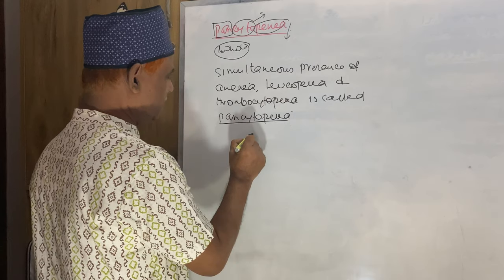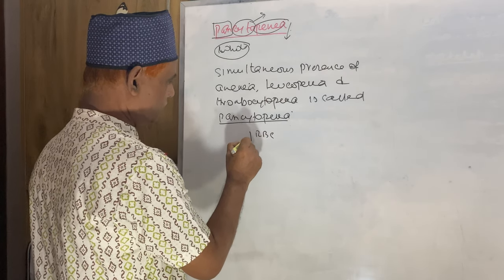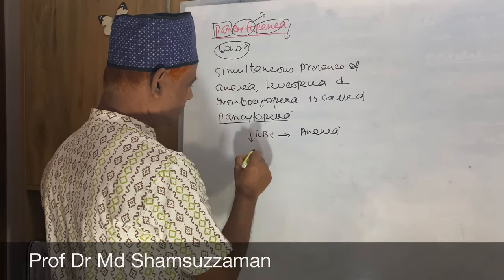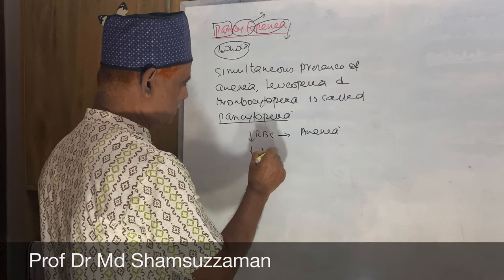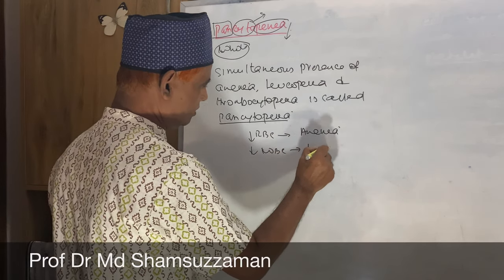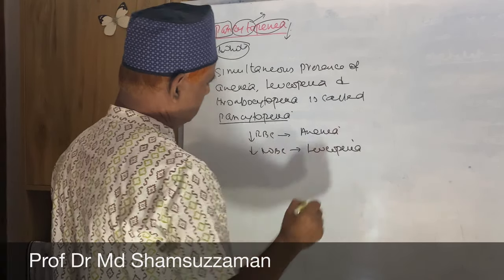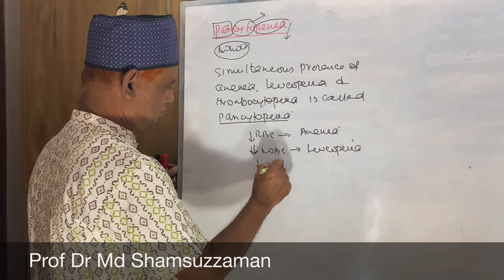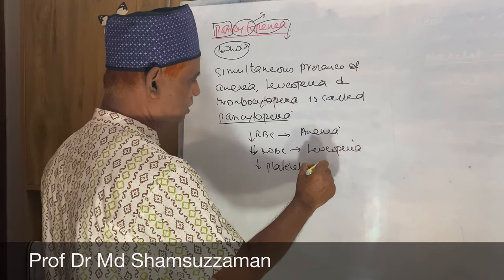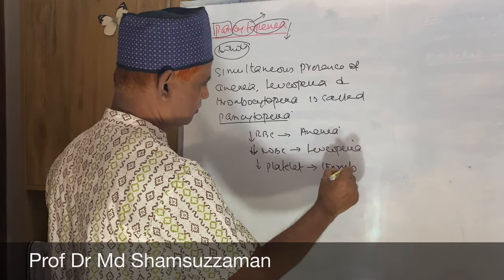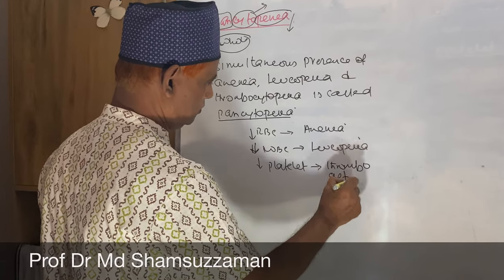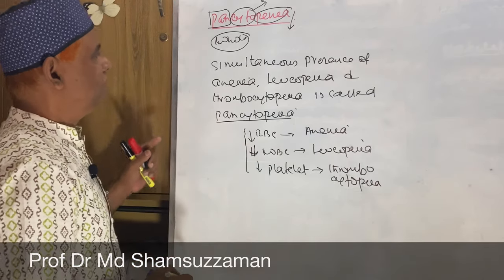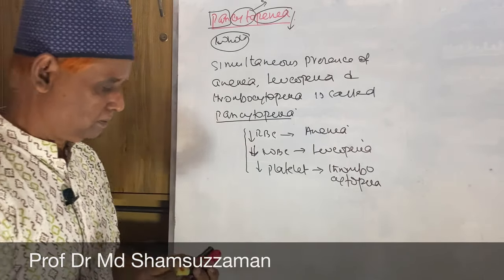So in pancytopenia, RBC is decreased, so there is anemia. And there is decreased WBC, that is called leukopenia. And there is decreased platelet, and that is called thrombocytopenia. So in pancytopenia, all three elements are decreased.